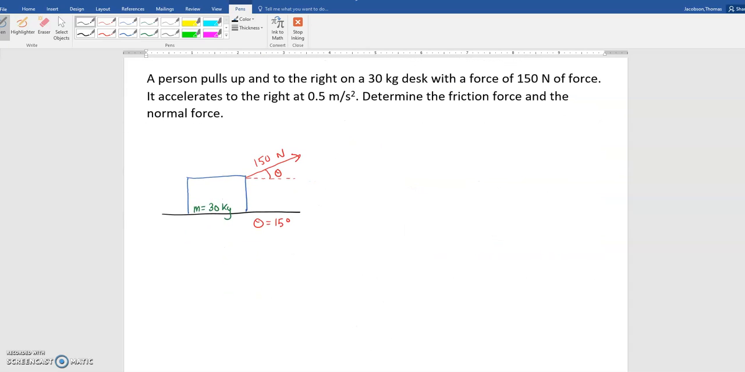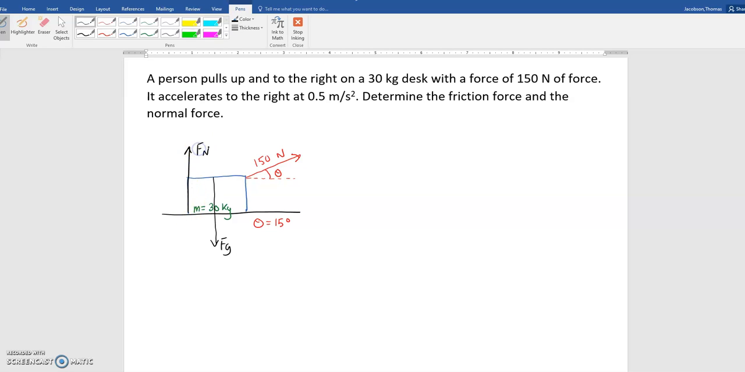Now we have some sort of a desk. A person's pulling up and to the right, so they're kind of moving the desk and pulling upwards with their arms, and they're pulling on a 30-kilogram desk with a force of 150 newtons. It accelerates to the right at 0.5 meters per second squared. I want to determine the friction force. So I'm going to go ahead and draw a force diagram. Again, gravity is going to pull down.